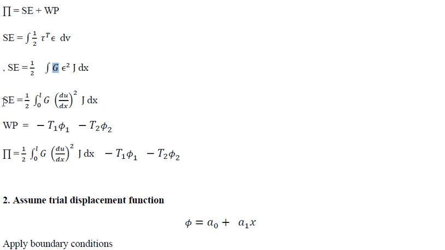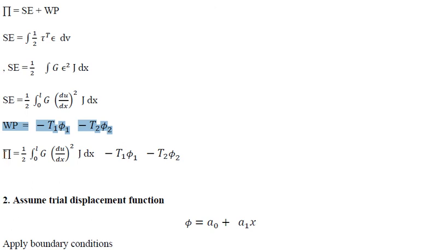Now after that we will get the standard expression for strain energy. It is the same as that of a bar. The only difference is we are replacing E by G, and the next thing is (d phi by dx) whole square is the same, and A is replaced by J. G is instead of Young's modulus E, J is instead of A. J is the polar moment of inertia. Work potential is minus T1 phi 1 minus T2 phi 2. It is the same as the bar where we take minus F1 U1 minus F2 U2. Here we take minus T1 phi 1 minus T2 phi 2.